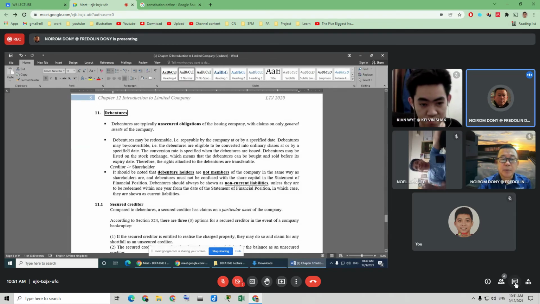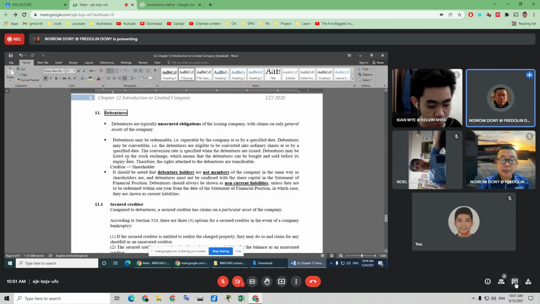Debentures may be convertible, meaning we are talking about whether the possible features can be redeemable or convertible. If it's redeemable, then at a certain date, instead of redeeming, they convert it into shares. The debentures are eligible to be converted into ordinary shares on a specified date. So the conversion rate is specified when the debentures are issued.